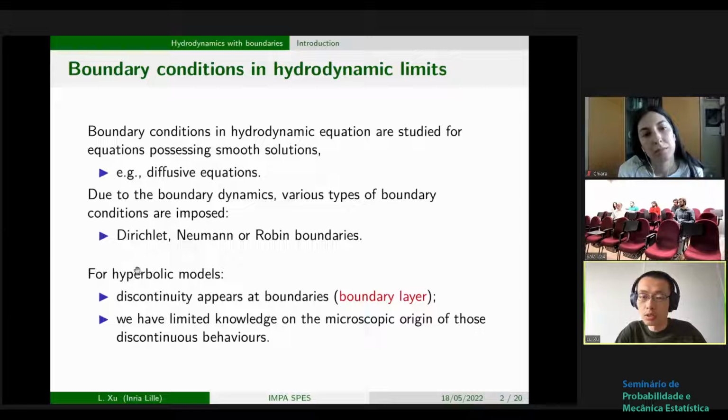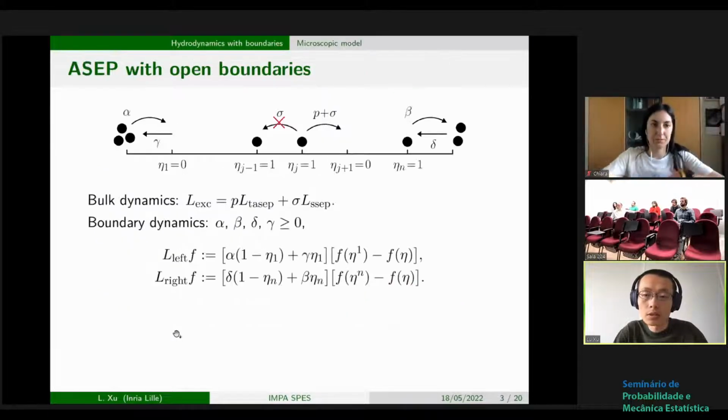So today in my talk, I will try to explain some of these kinds of discontinuities. The microscopic dynamics I want to study is the most classical one: asymmetric simple exclusion with some open boundary. So now we have a one-dimensional lattice, from 1 to N. These two are reservoirs, which are out of the dynamics.